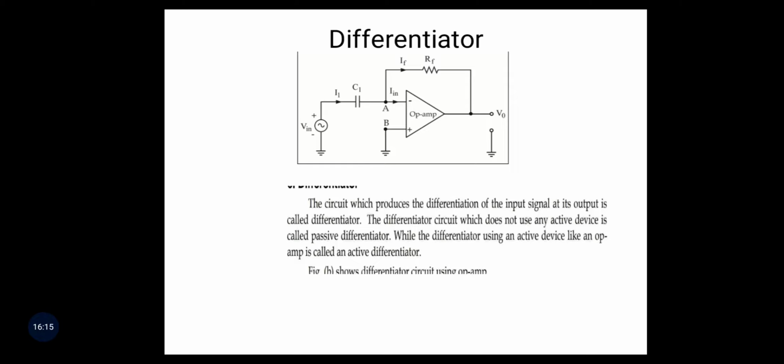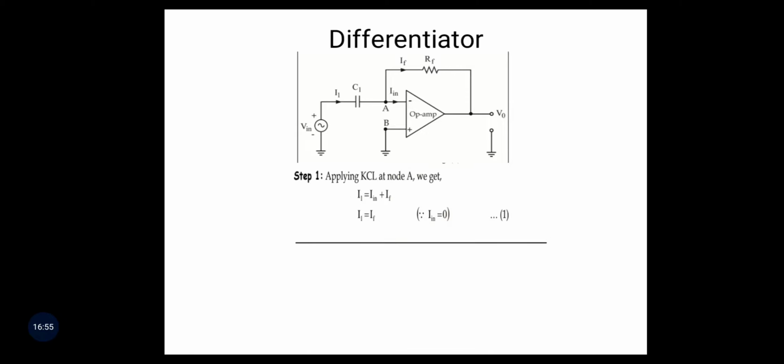The circuit which produces the differentiation of the input signal at its output is called a differentiator. The differentiator circuit which does not use any active device is called a passive differentiator. But in this circuit we use the op amp, that's why it is called an active differentiator.